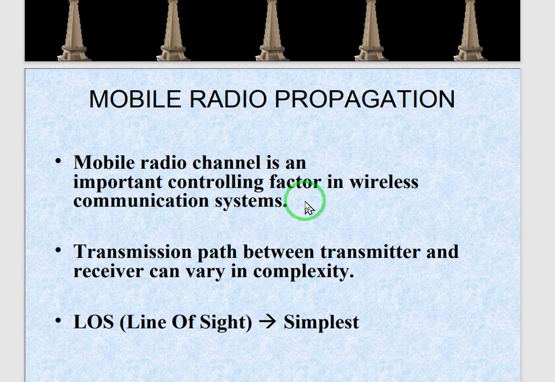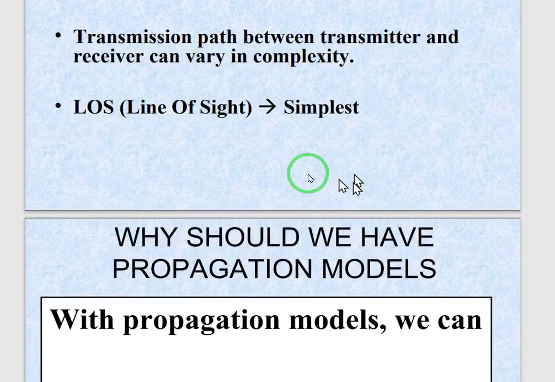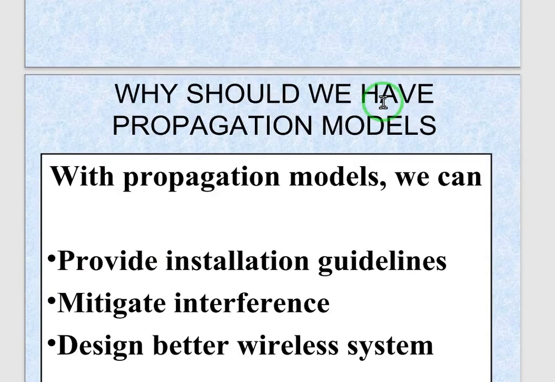Line of sight propagation is mostly used in mobile radio communication. It is an important controlling factor in wireless communication systems. The transmission path between transmitter and receiver can vary in complexity, and line of sight is the simplest and easiest way to control mobile radio channels.